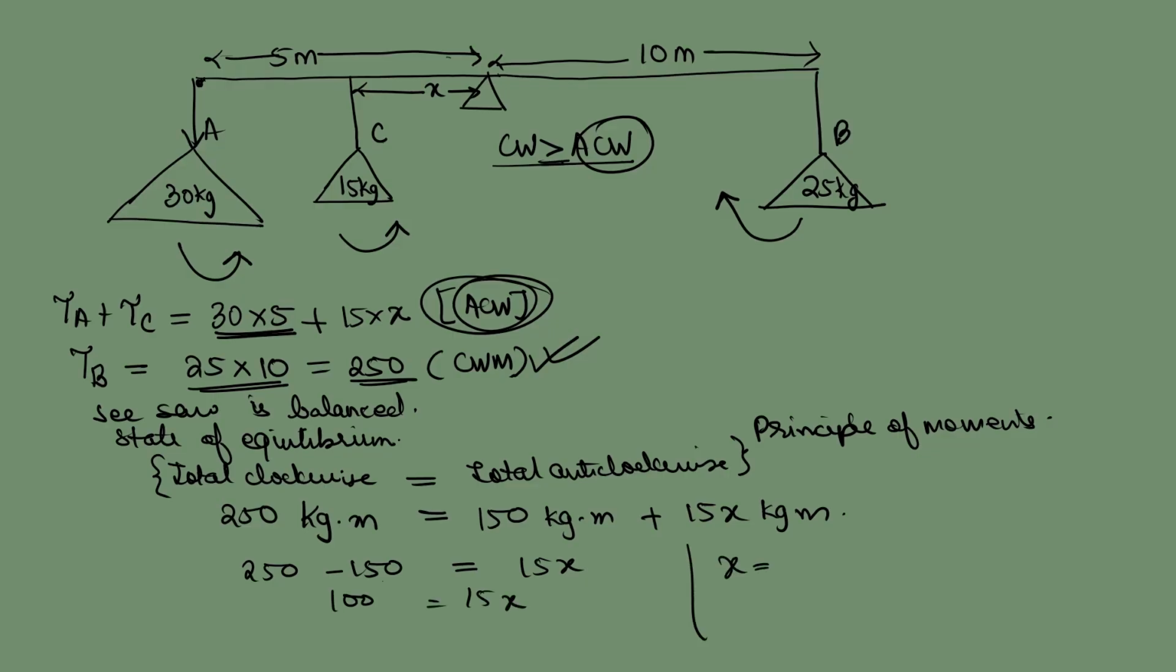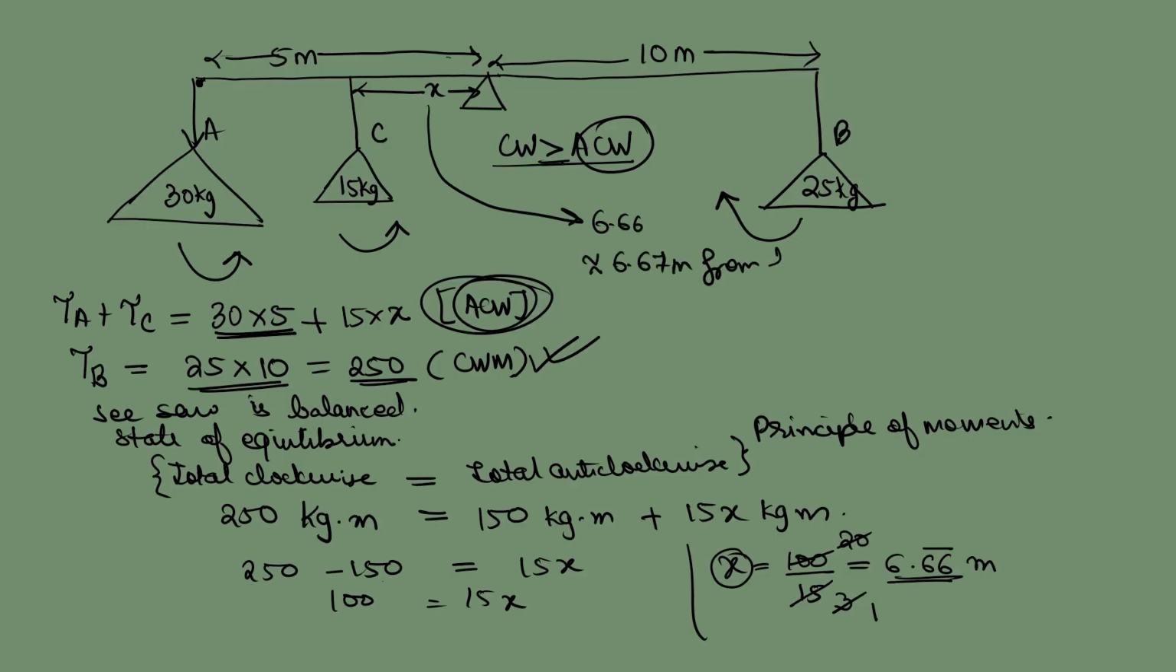So, what should be the distance x? It should be 100 upon 15. And what is 100 upon 15? 15 into 6 is 90, and it can continue forever. So 6.66 meter will be the distance. We are finding the distance. So at what distance should Ashima sit? For the seesaw to be balanced, she should sit at a distance of 6.66, or you can say approximately 6.67 meter from the pivot.